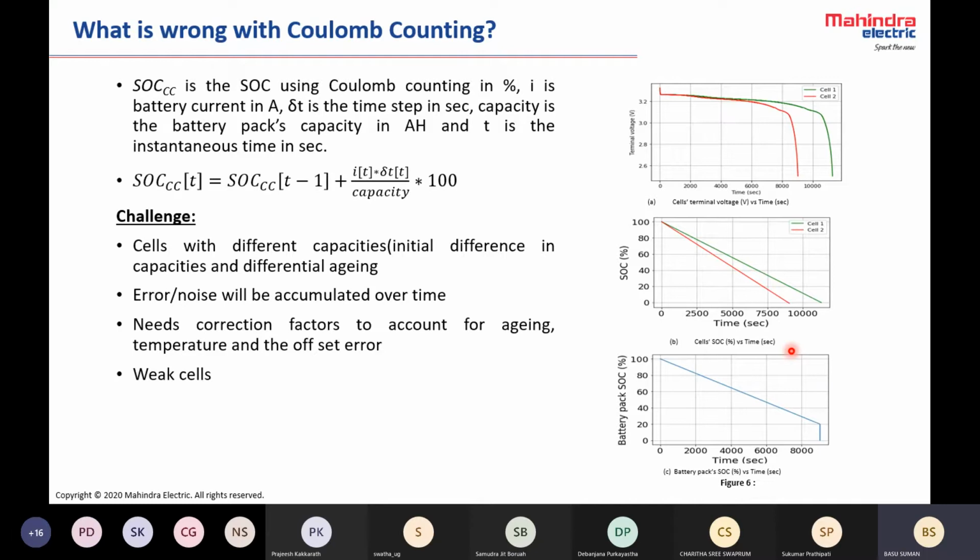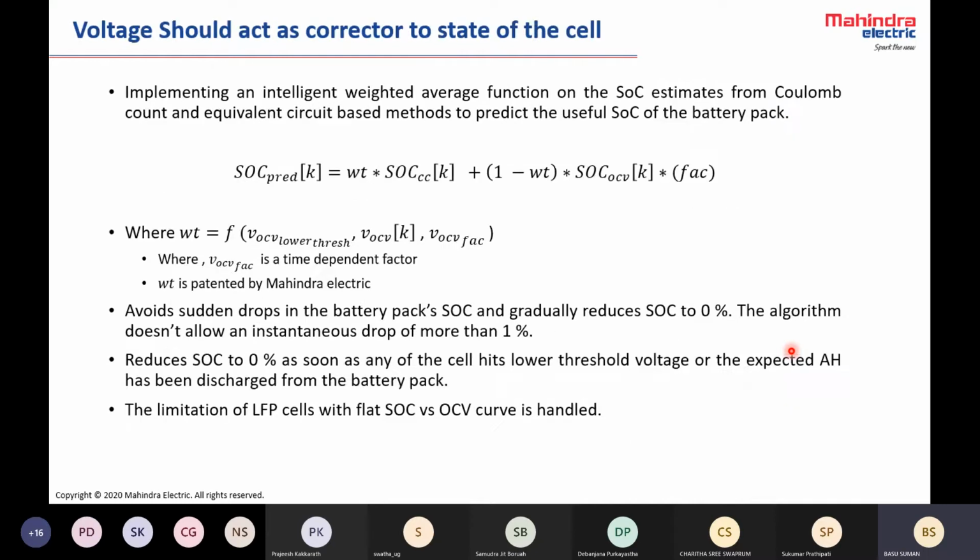So then what do we do? We do a smart averaging. We have a Coulomb counting based SOC, and we have a SOC from the cell voltage. From the cell terminal voltage, using the models that I showed you before, we can calculate the cell open circuit voltage. And from there, we can estimate what should be the actual state of charge. So we do a smart averaging of these two to get the predicted SOC. And that works very well when there are variations in capacity.